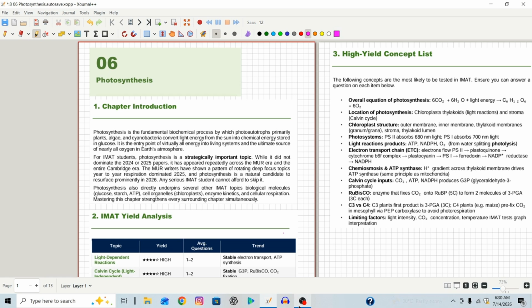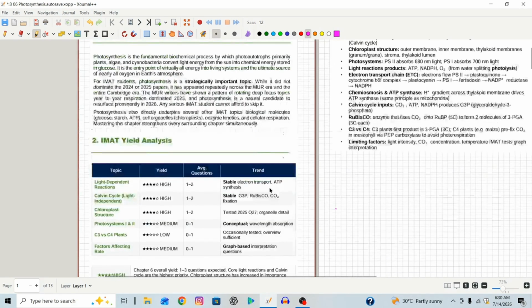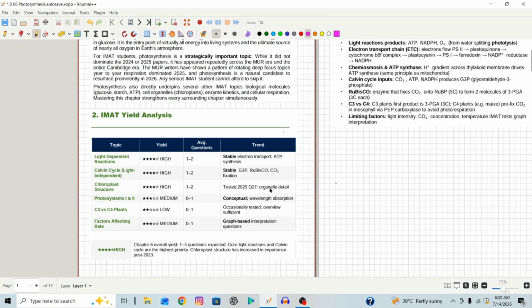Respiration and photosynthesis are always studied together, so you can't afford to skip this chapter. I will be discussing these important topics: light dependent and light independent reactions, the chloroplast, what photosystems are, what C3 and C4 plants are, and the factors affecting photosynthesis.